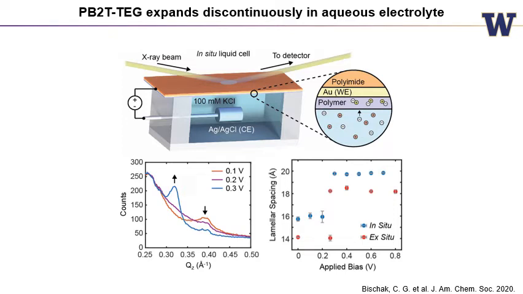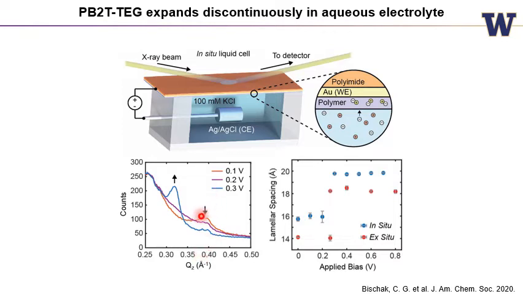The previous GIWAXS experiments that I showed were all on dry films that we dope in an aqueous electrolyte, take out of the electrolyte, and then measure. But we wanted to see if this effect was also happening in situ. So we constructed a custom sample cell to do GIWAXS in an aqueous electrolyte. This was more challenging than we thought because you need really, really small angles in order to measure these diffraction peaks. Using this liquid cell, we were able to see that this effect also happens in situ.